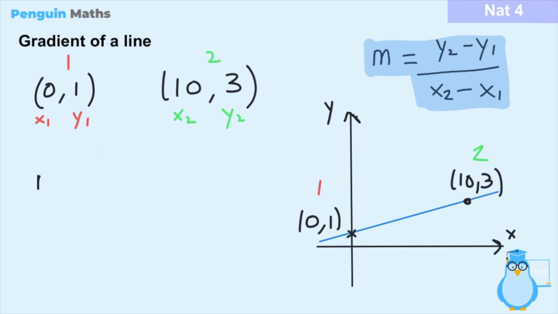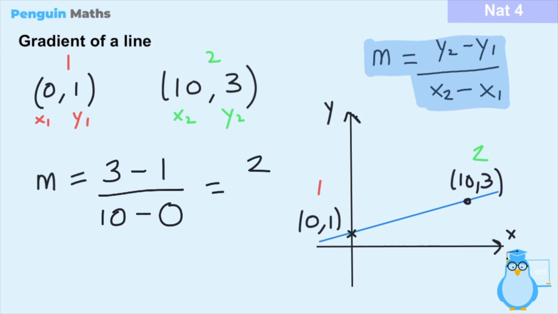So we can write that m is equal to y2, so y2 in this case is equal to 3, minus y1, and we see here y1 is equal to 1, divided by x2, which is 10, take away x1, which is 0. So if we do the sums on the top and the bottom, we can see that 3 minus 1 is equal to 2, and 10 minus 0 is equal to 10.